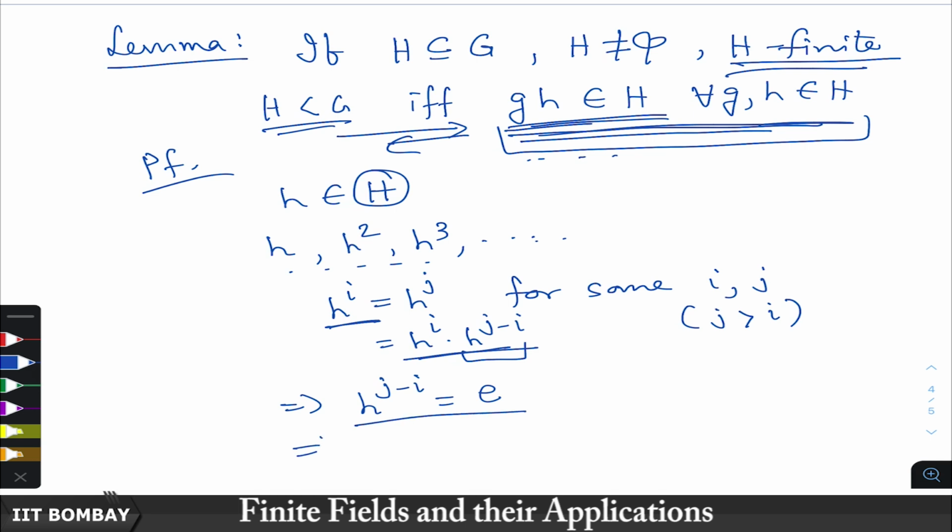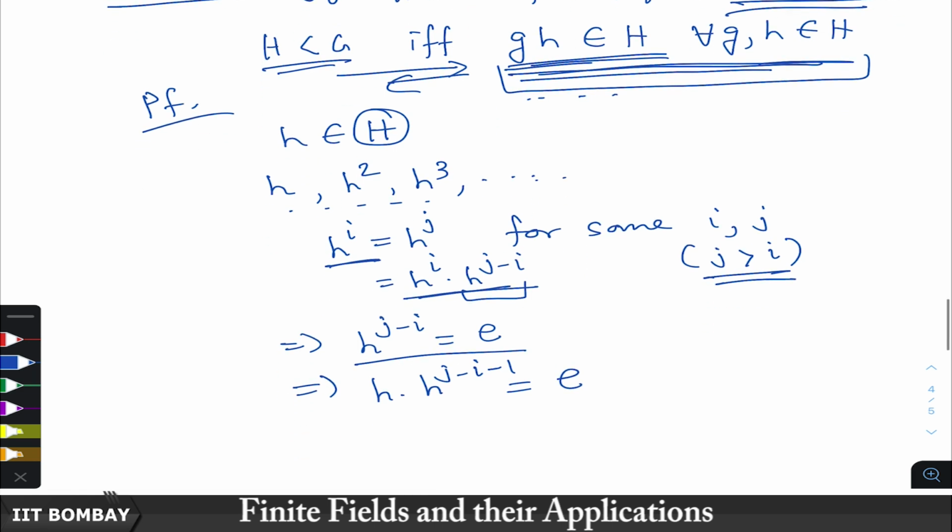Now, this can be written as h times h power j minus i minus 1. j minus i is at least 1 because j is strictly bigger than i. So, j minus i minus 1 is not negative, it is at least 0. So, this is identity, and that means that h power j minus i minus 1 is h inverse.